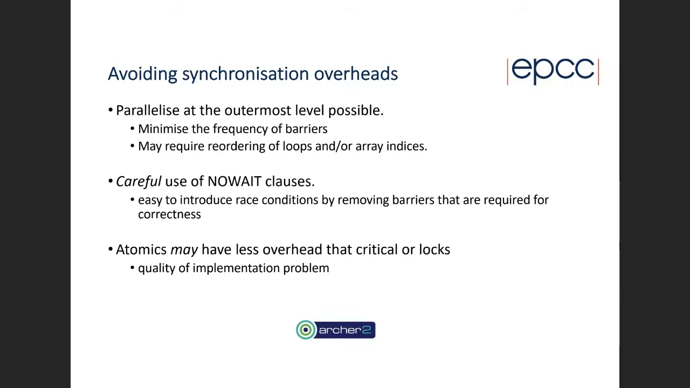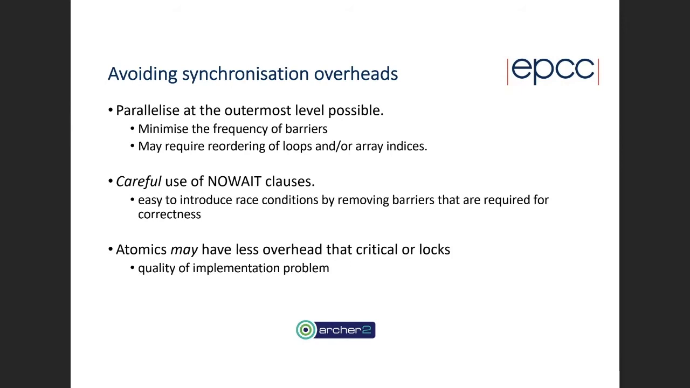How do you avoid this type of overhead? Well, this is really about granularity. Think about parallelizing the outermost level that you can, and try to minimize the frequency of barriers. That could potentially involve some reordering of loops and also therefore of array indices. But generally, think about how you can get as much computation done between synchronization points as possible.